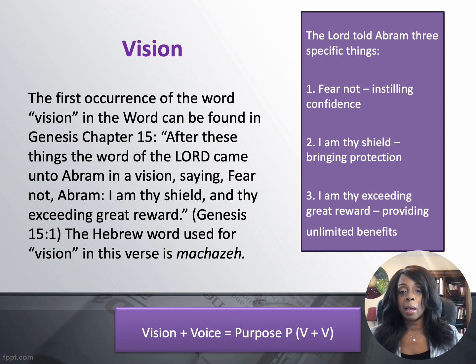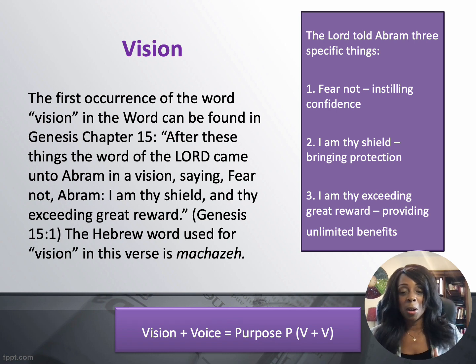The second was, I am thy shield. And so when God gives you a vision, He brings protection. And so we have to understand we cannot be fearful in the process of leading change because God brings protection. And then number three, He said, I am thy exceeding great reward. When we follow the vision and the plan of God, there are benefits. There's benefits not just to us individually, but benefits to our church community and benefits to our community at large.